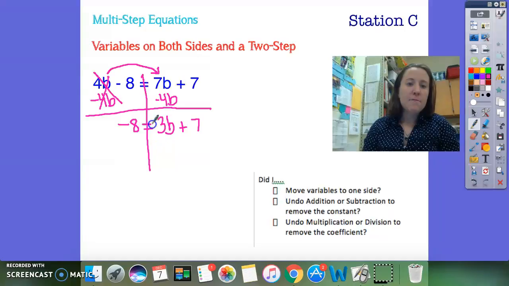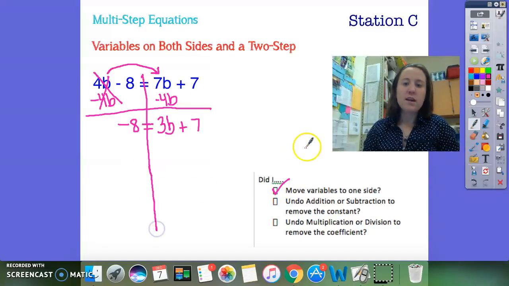Now don't get hung up on whether that is a subtract 8 or a negative 8. It's really the same thing. The way I read this before would have been 4b minus 8. The way I correctly read this now is negative 8 is equal to 3b plus 7. And now I just took care of moving the variables to one side. Now I am right back at a two-step equation.